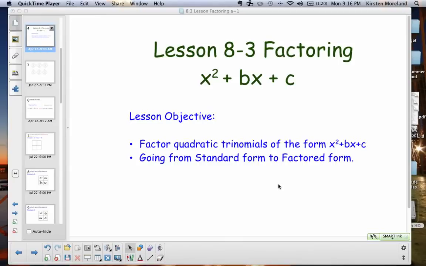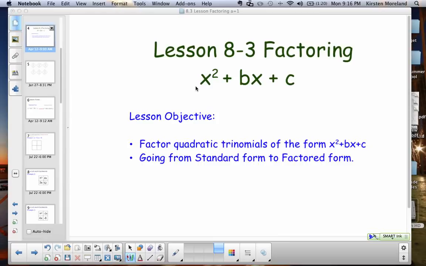This is going to be factoring x squared plus bx plus c. Notice that I emphasize the x squared here. We're not going to have a number in front yet. That's what we're going to get to in a few days. So it's just 1x squared plus some number times x plus some constant c. And this is where the diamonds are really going to come in handy for you.